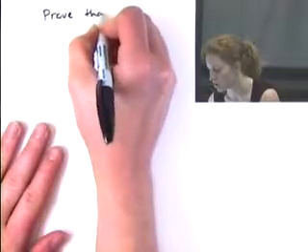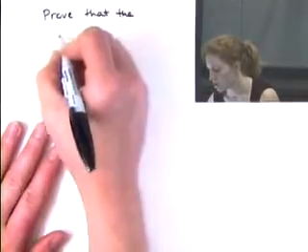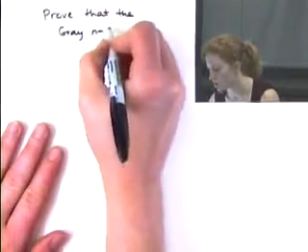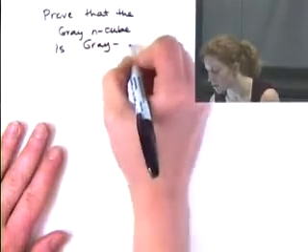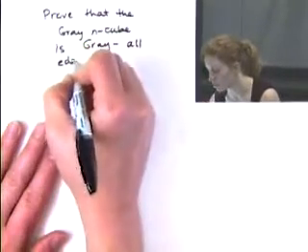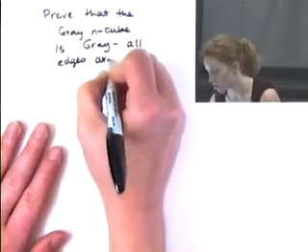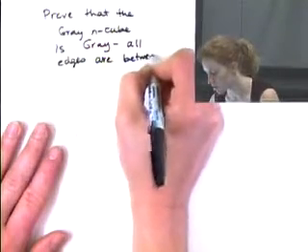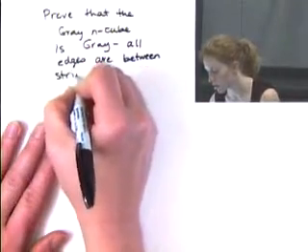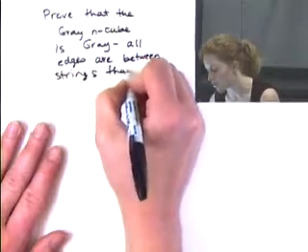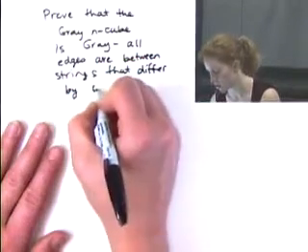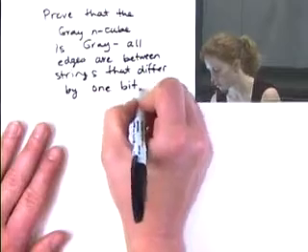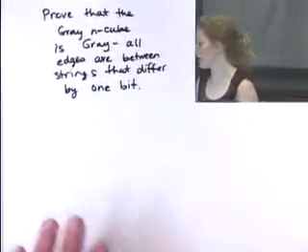So let's prove that the gray n-cube is gray. And gray means that all edges are between strings that differ by 1 bit. Exactly 1 bit, actually.